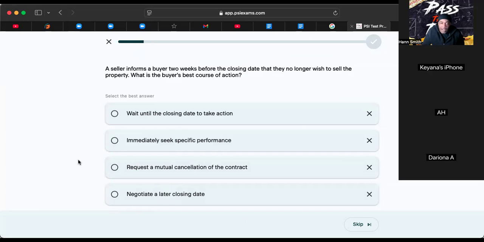All right, 5 of these we got to answer. If the seller informs a buyer 2 weeks before the closing date that they no longer wish to sell the property, what is the buyer's best course of action? Is it 1, wait until the closing date to take action? 2, immediately seek specific performance? 3, request the mutual cancellation of the contract? Or 4, negotiate a later closing date? I'm going to get rid of 4. Y'all get rid of 1.